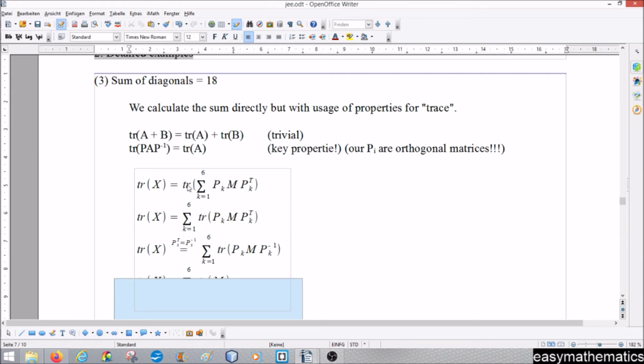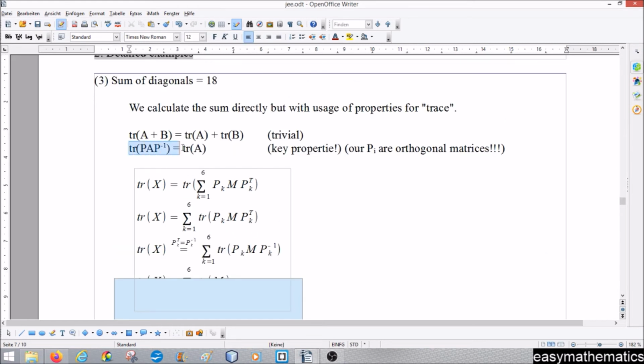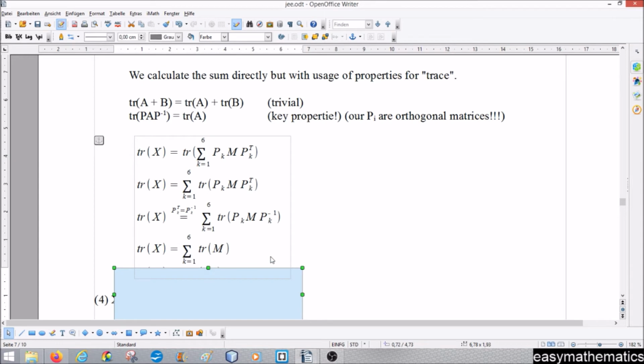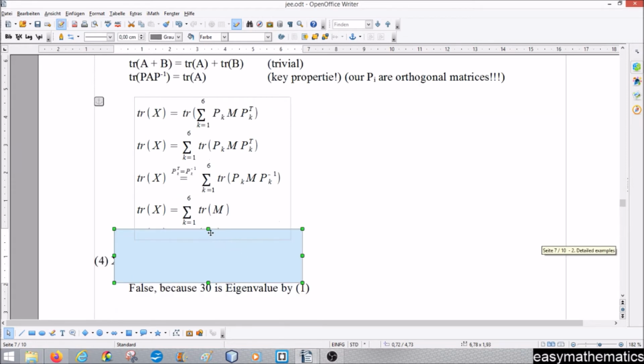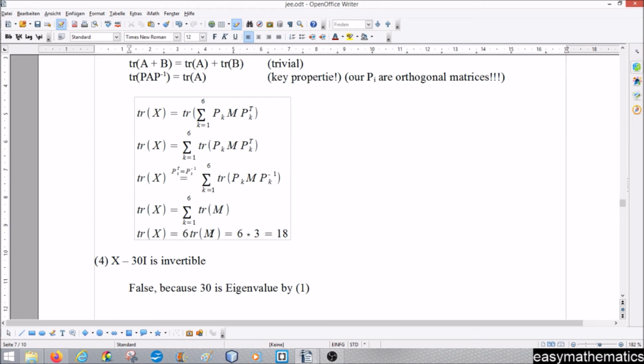So first step is the trace is linear, so we put the summation outside. Then P transposed is P inverse because P is orthogonal. Then we know by property 2 that the trace is conserved. So we get trace of X is the sum for K from 1 to 6 of trace M. M is not depending on K, so we get 6 times trace M, and the trace of M is very easy. It's 3. 6 times 3 is 18. So question 3 is true.